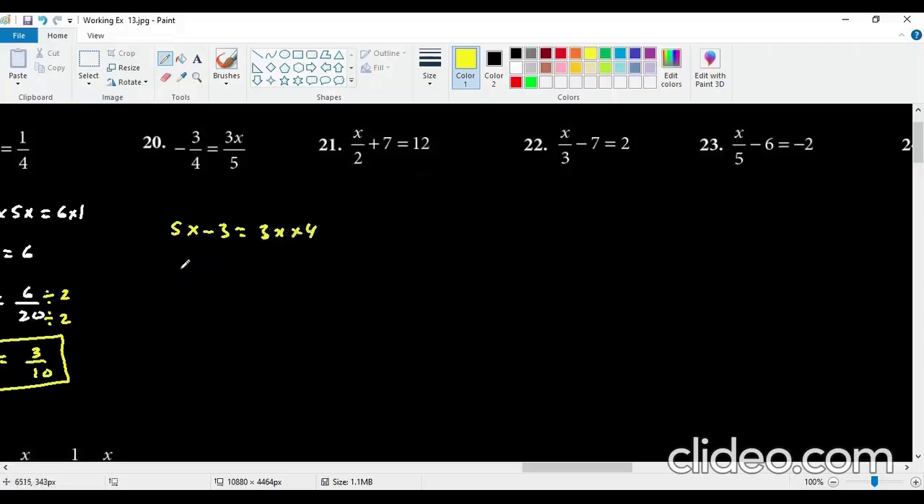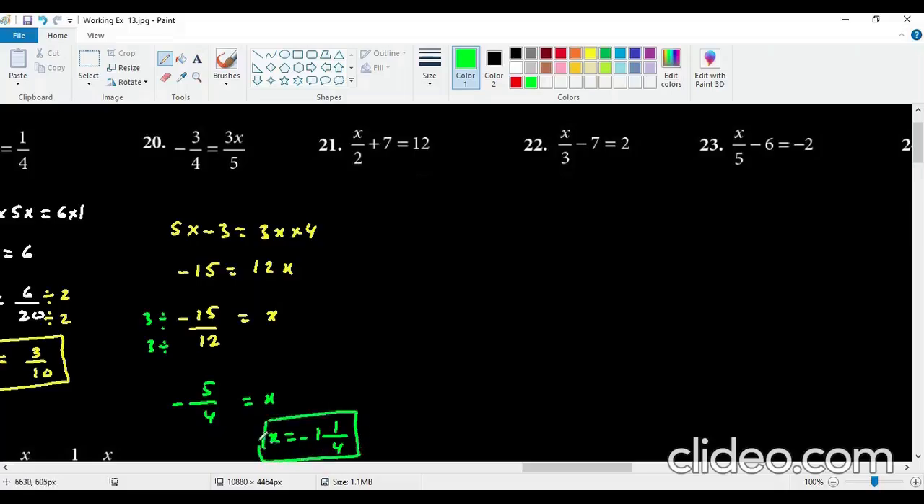So this gives us negative 15 equals 12x, and x is equal to, since 12 is multiplying on this side, on the other side it will go and divide. Both the numbers can be divided by 3, as you can see. Once simplified, this is going to give us negative 5 over 4, or you can say x is equal to negative 1 whole, 4 times 1 is 4, 1 remainder. This is going to be your final answer.